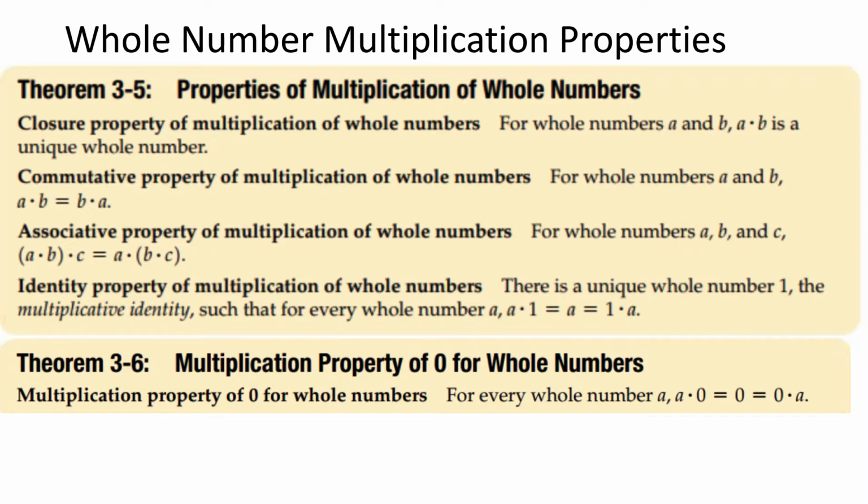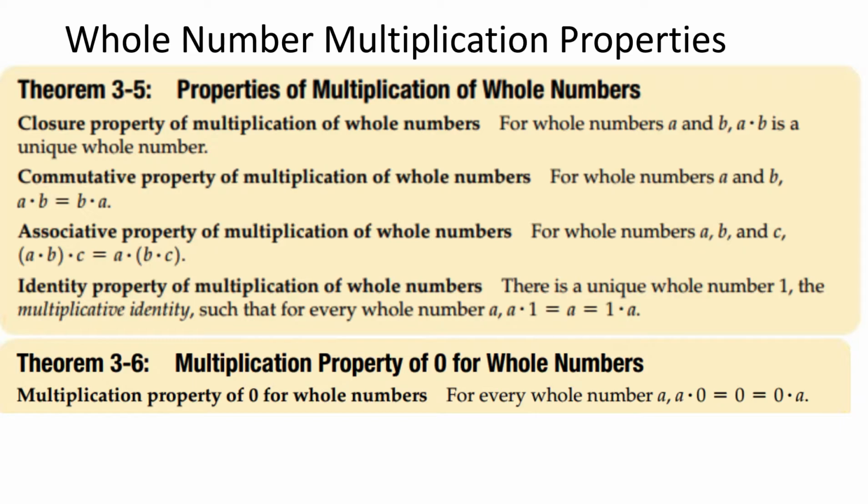Because of the closure, we can think about other properties. Let's think back to our subtraction. Subtraction in whole numbers, the closure property didn't work, so you didn't even have to think about other things: commutative property, associative property, identity property. No, you don't have to think about anything, right?